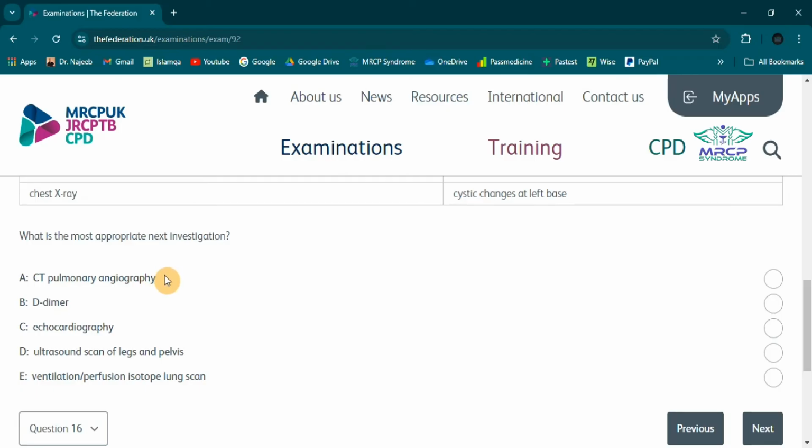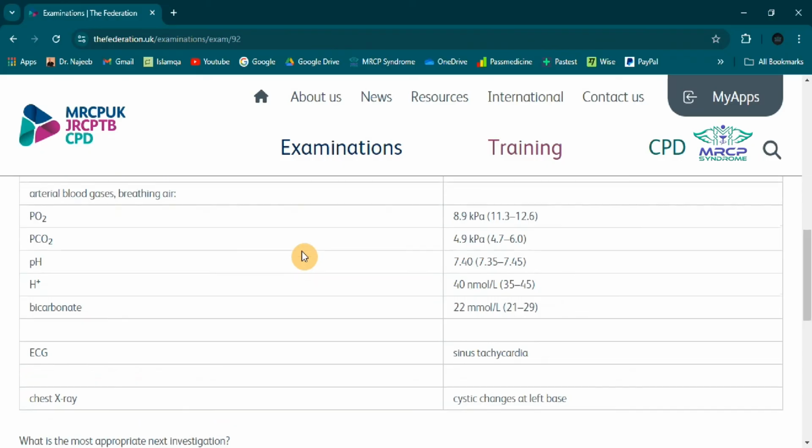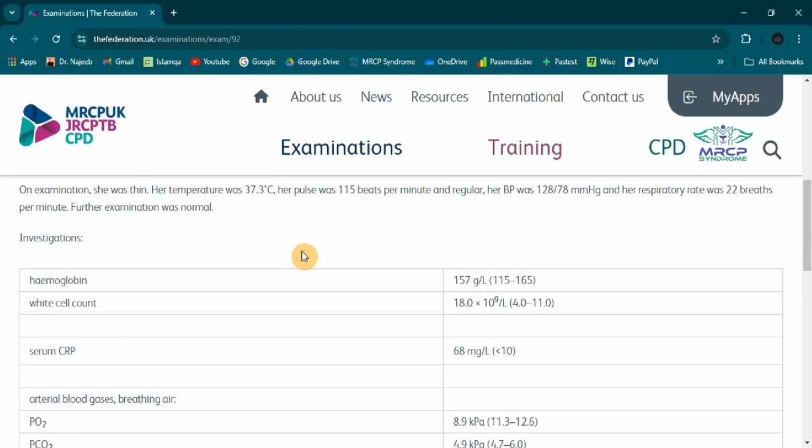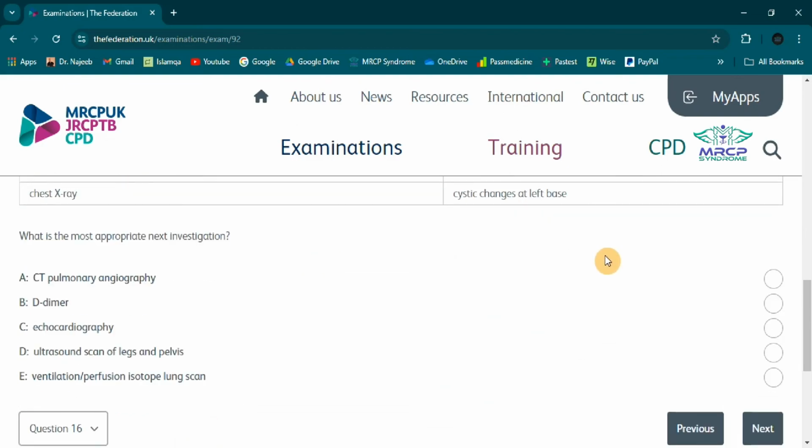So CTPA would be the most appropriate next step because it will directly visualize the pulmonary emboli and confirm the diagnosis. The clinical presentation, history and the recent travel strongly suggest pulmonary embolism, making CTPA the most suitable and effective test to proceed with to either confirm or rule out the diagnosis. So we'll be going for CTPA.